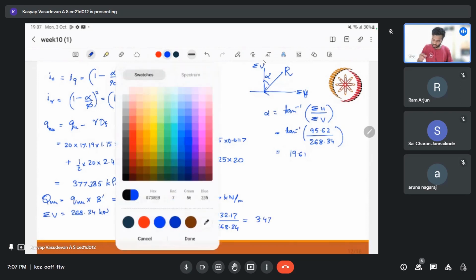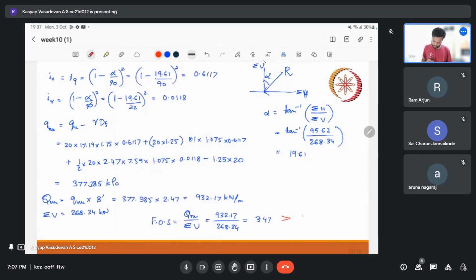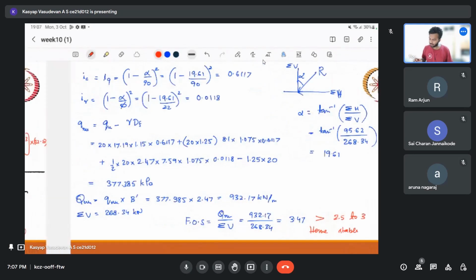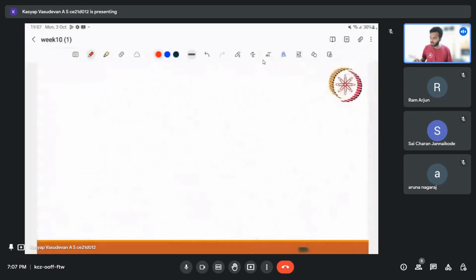This is supposed to be greater than 2.523. So this is a generally adopted factor of safety. So here it's okay, so hence it is stable against our bearing capacity. So it has passed the first three tests now. Check. So our last check is against sliding.